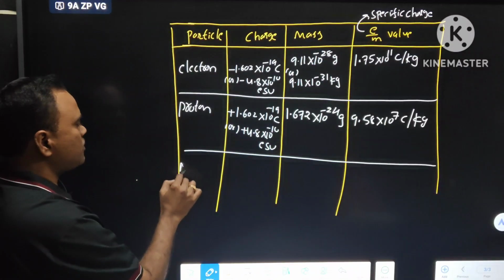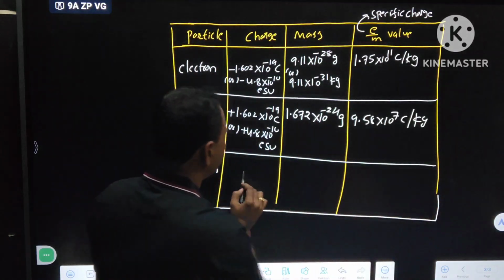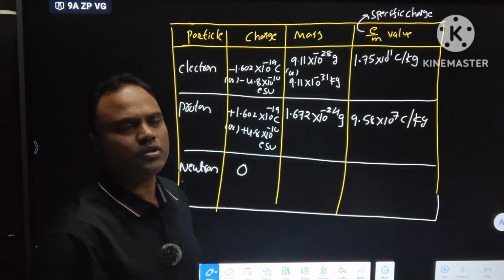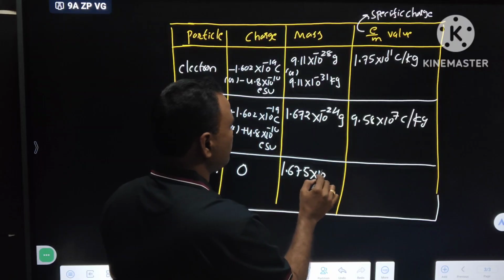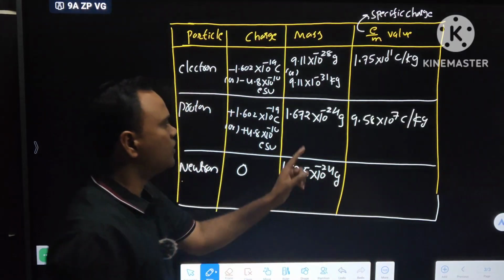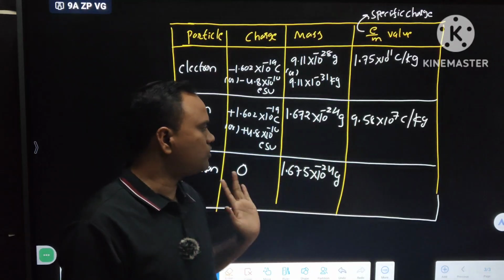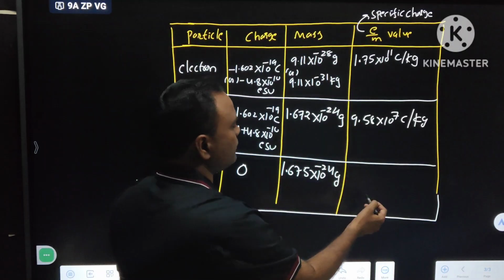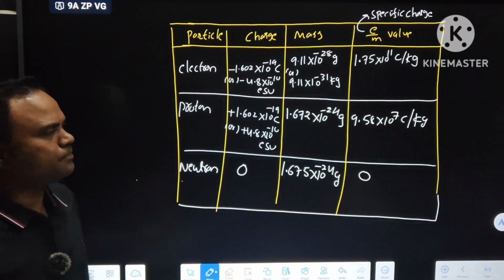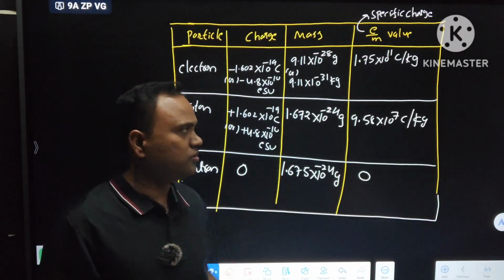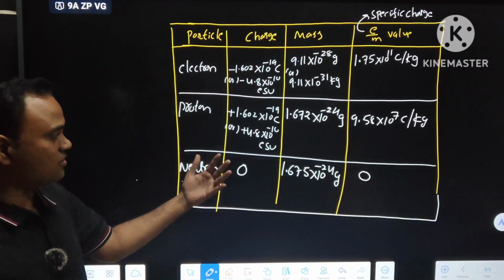And neutron. What is the charge of the neutron? Neutron charge is 0. Mass of the neutron is 1.675 into 10 to the power of minus 24 grams. See, 1.67 to 1.675. And what about the e by m value? 0. This table is very, very important. In de Broglie theory, we use this data. We use mass, we use charge, and mass comparison.